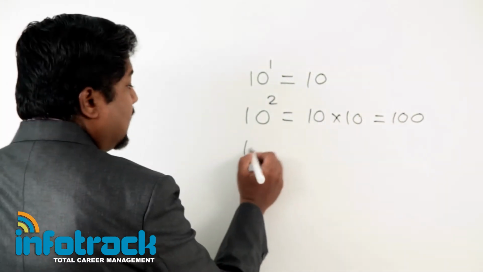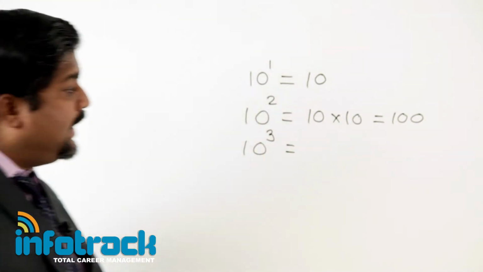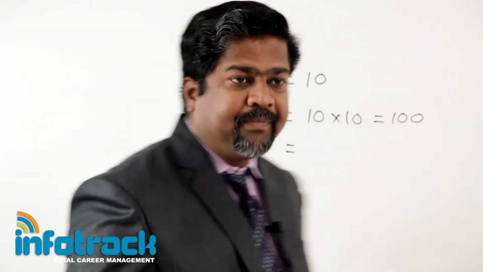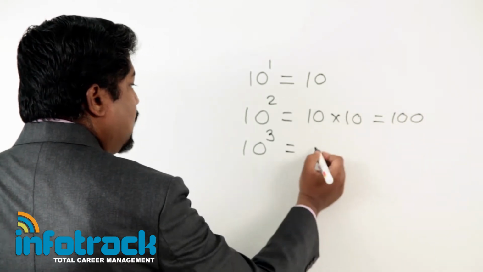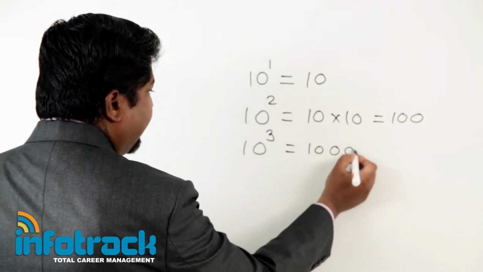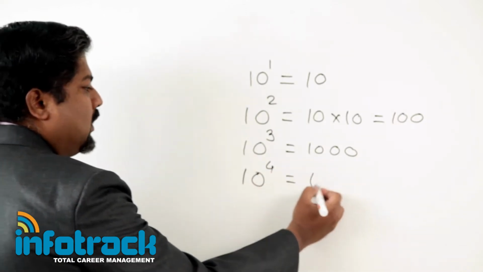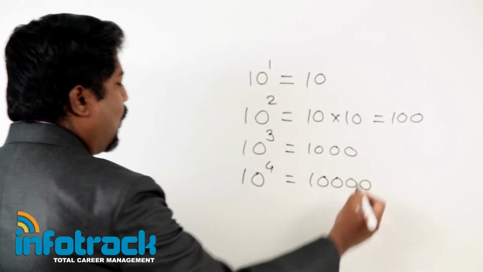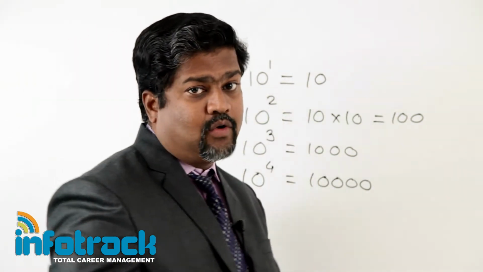Now again I may write 10 raised to 3. What is 10 raised to 3? That is 10 into 10 into 10, 3 times. So here 10 into 10 into 10, or 100 into 10, that is 1000. Suppose I have to write 10 to the power of 4, it is 1, 2, 3, 4 and so on. Check out yourself any number by 10 to the power.